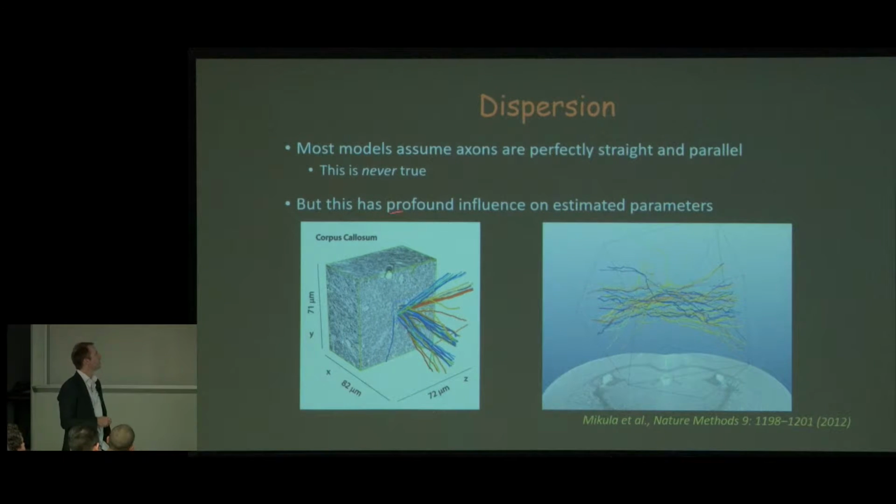And the problem is that this has profound influences on the estimated parameters, because if you're just a little bit off axis, your model of the signal perpendicular, especially at the high b-values, you're going to get much more attenuation than you'd expect if the fibers were perfectly straight and perpendicular. So if you've got a mixture of different angles, and you're assuming they're all straight, it's not going to fit very well. In fact, it's going to fit pretty badly. So that's a big confound that is rarely accounted for.